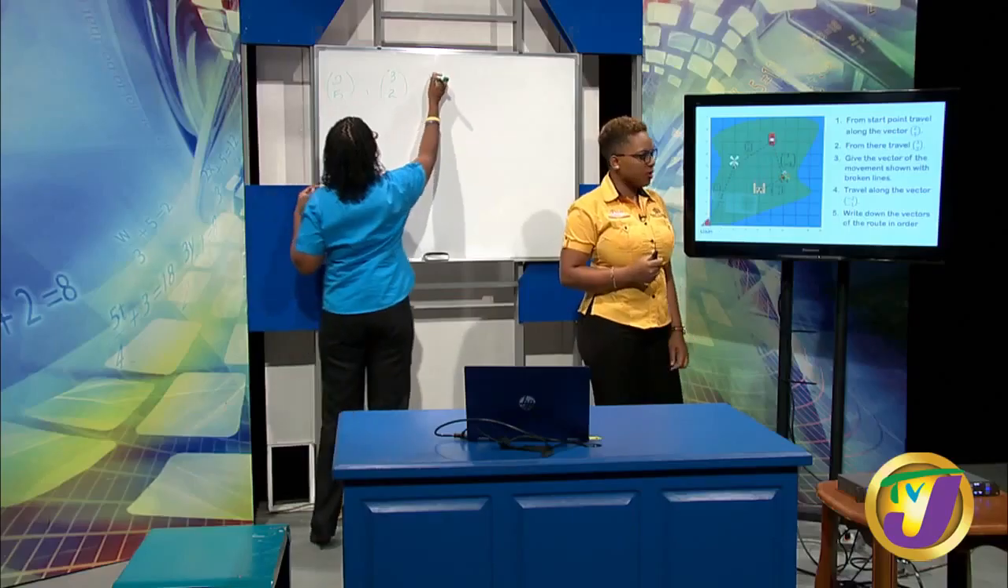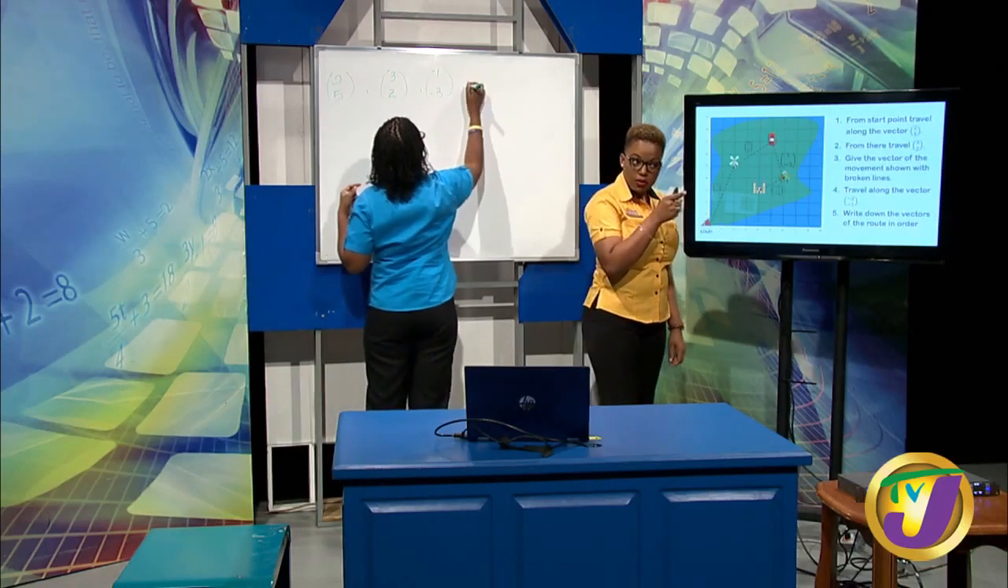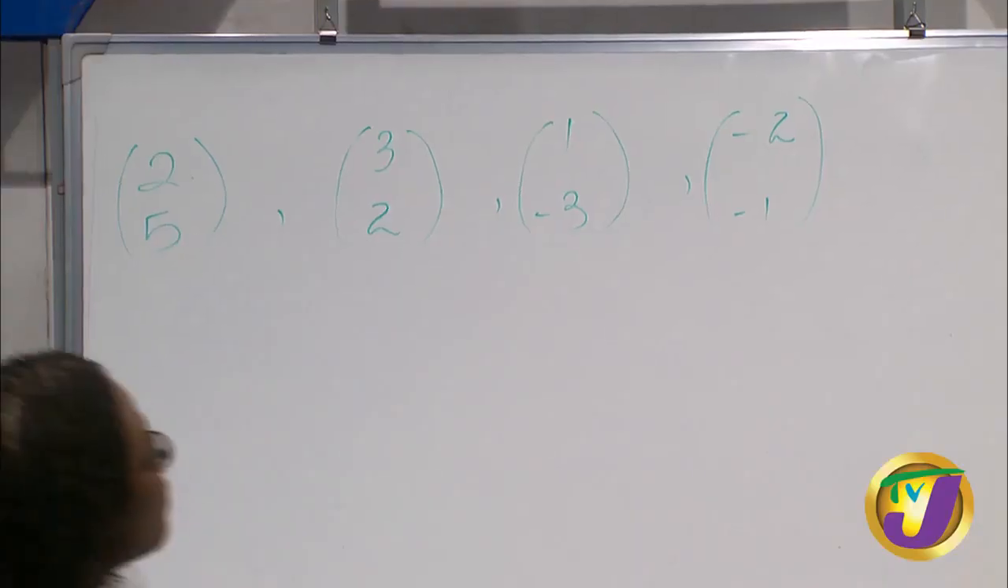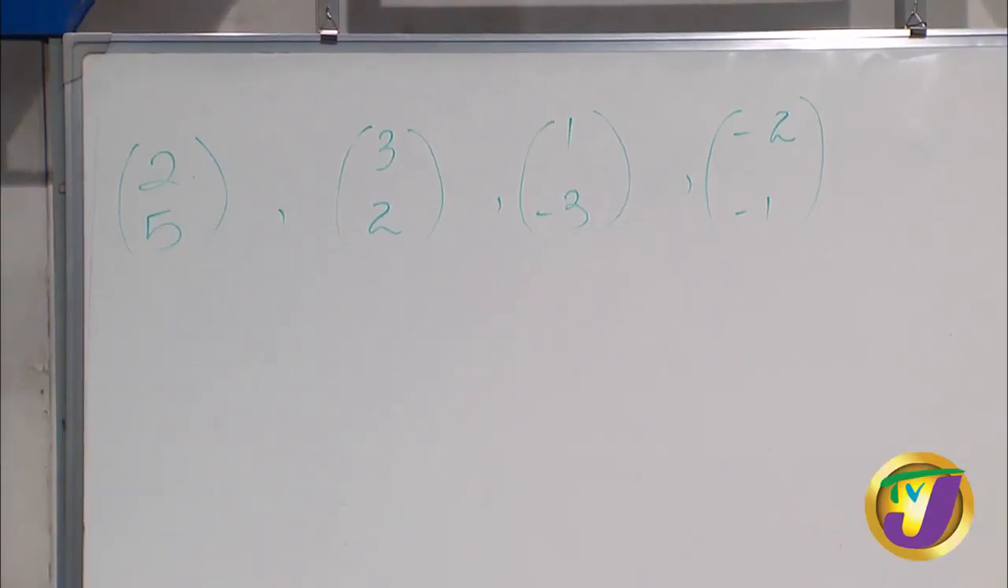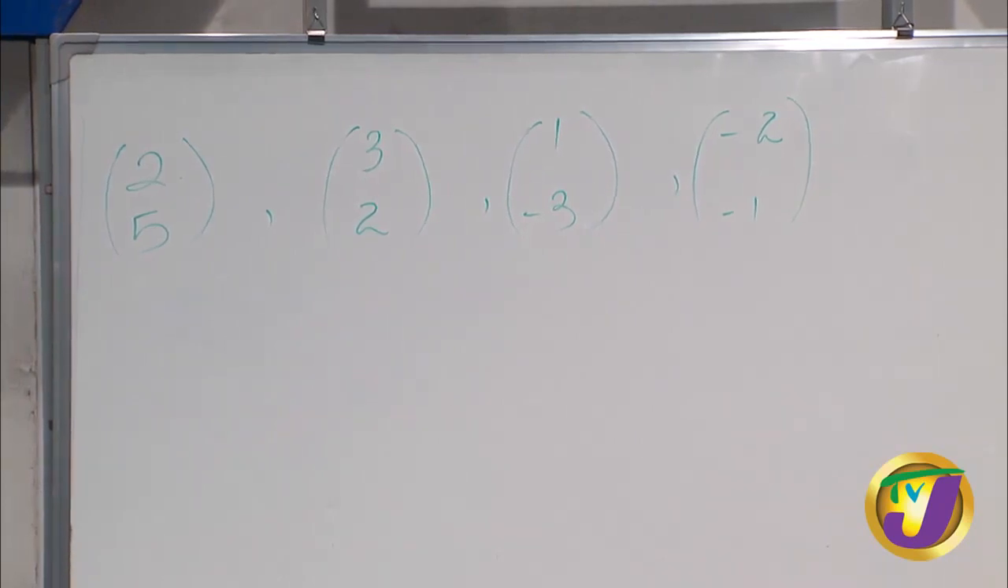1, negative 3, negative 2, negative 1. Viewers at home, ensure that you're writing down your vectors as well, because you're going to need this information for our next activity. All right? Now this is saying, can you state the vector for each part of the return journey?